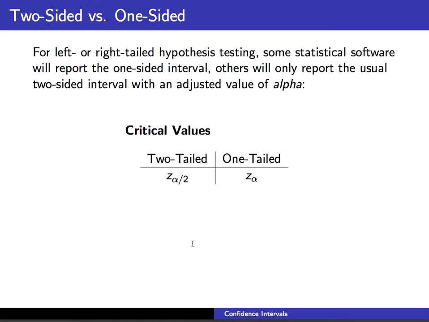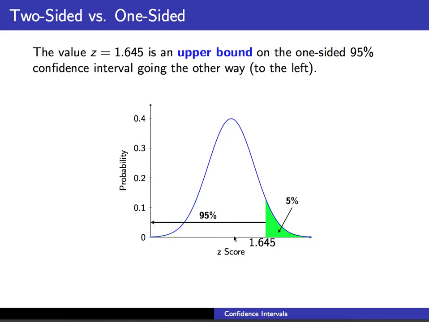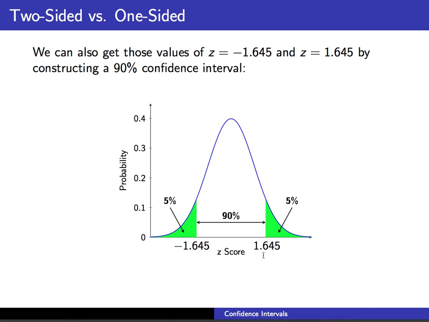So for left or right tailed hypothesis testing, which we're going to get into in a couple videos, some statistical software is going to report the one-sided interval. I know Minitab, if you use that one, uses a lower bound and upper bound. That's a one-sided interval. Others are going to report the usual two-sided interval with that adjusted value of alpha. So if you look for a 95% one-way confidence interval, it would give you a value of 1.645 as an upper bound, or it might give you a value of negative 1.645 as a lower bound. But then others will give you what these values are with a 90% confidence interval as opposed to a 95%.